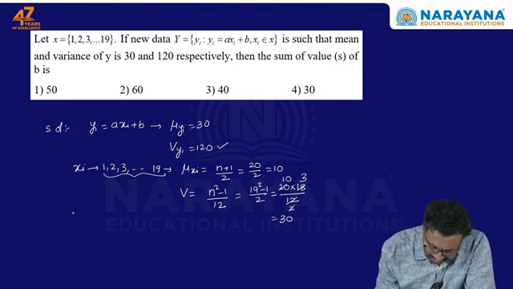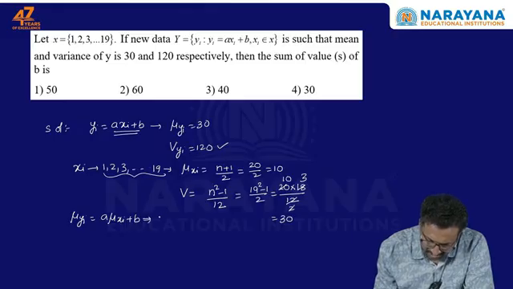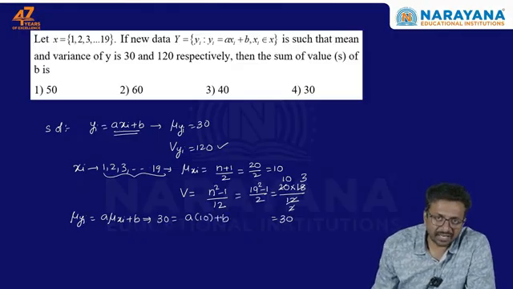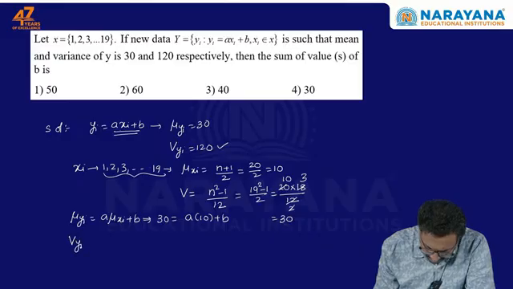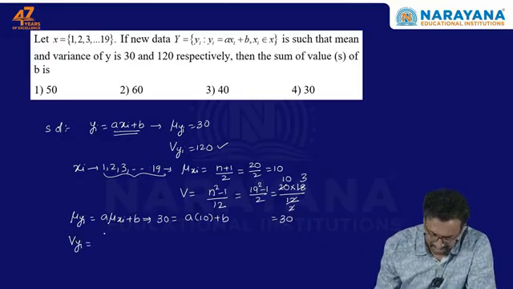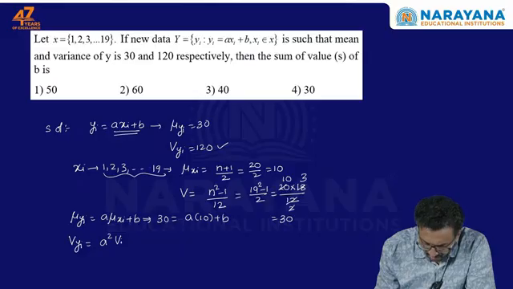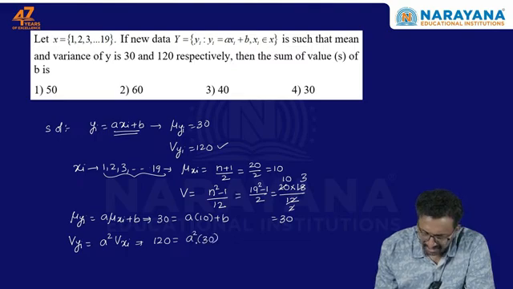So now we know that mu of yi is nothing but, because yi is a xi plus b, a times mu of xi plus b. So this implies 30 is equal to a times 10 plus b. This is the first condition. And we know that the variance of yi is the variance of a xi plus b, which is a square times the variance of xi, which implies 120 is equal to a square times 30. So these are the two conditions which need to be satisfied.